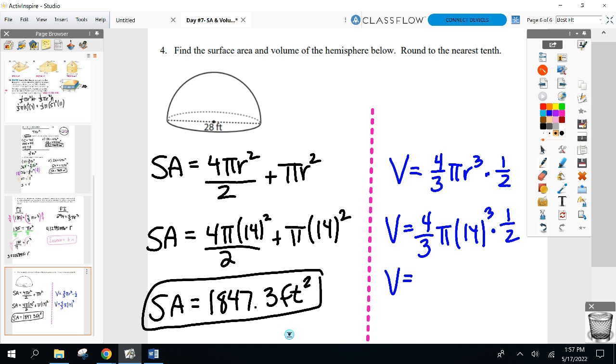So hemisphere, really pay attention to the surface area. Don't forget that circle on the bottom.